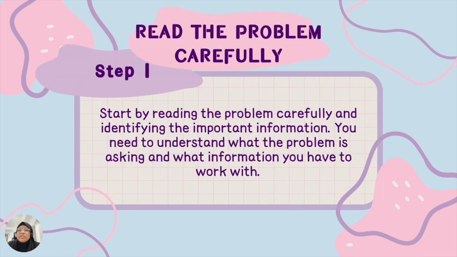So before we touch on the different types of models, let's briefly go through the steps that your child should take when tackling word problems. So the first step is to read the word problem carefully. So we can start by reading the problem carefully and identifying the important information. You will need to understand what the problem is asking and what information you have to work with. So of course, first and foremost is to be able to understand what the question is all about.